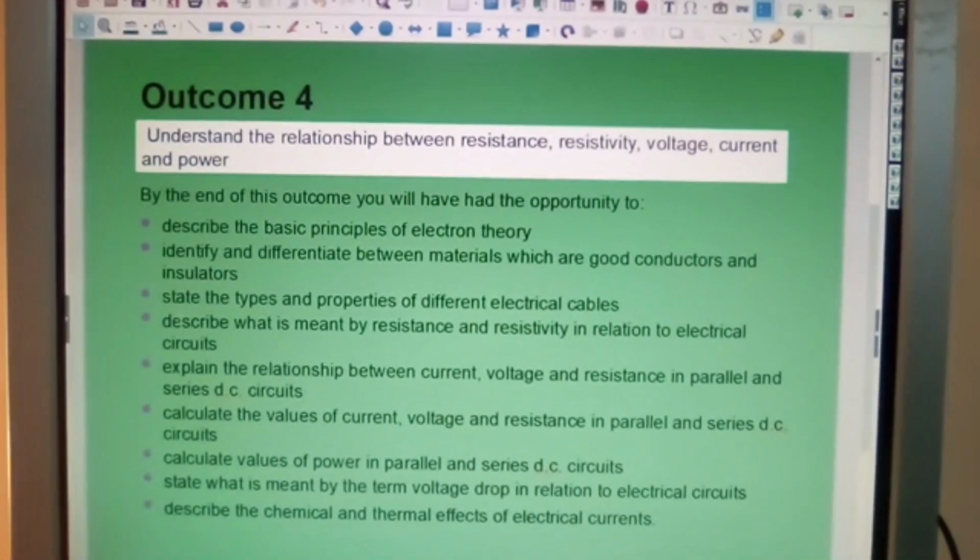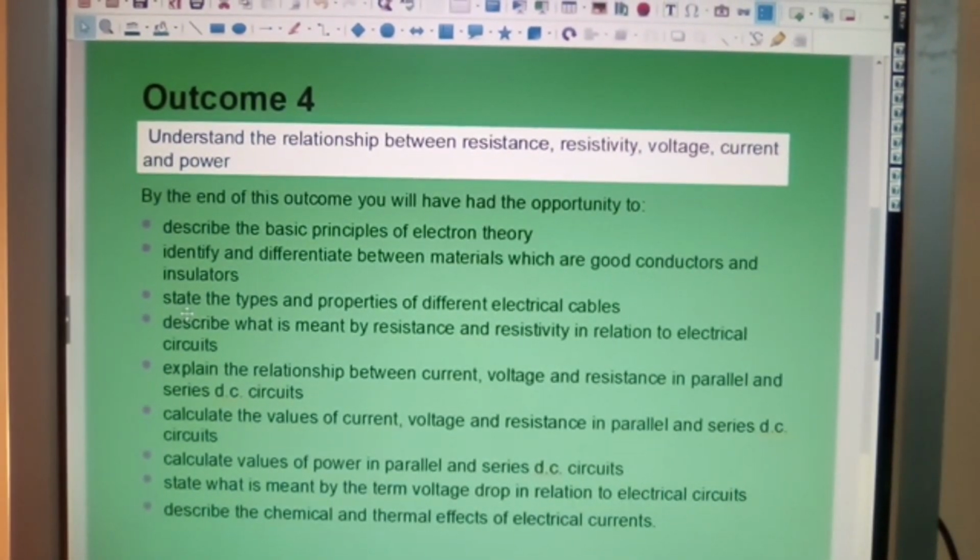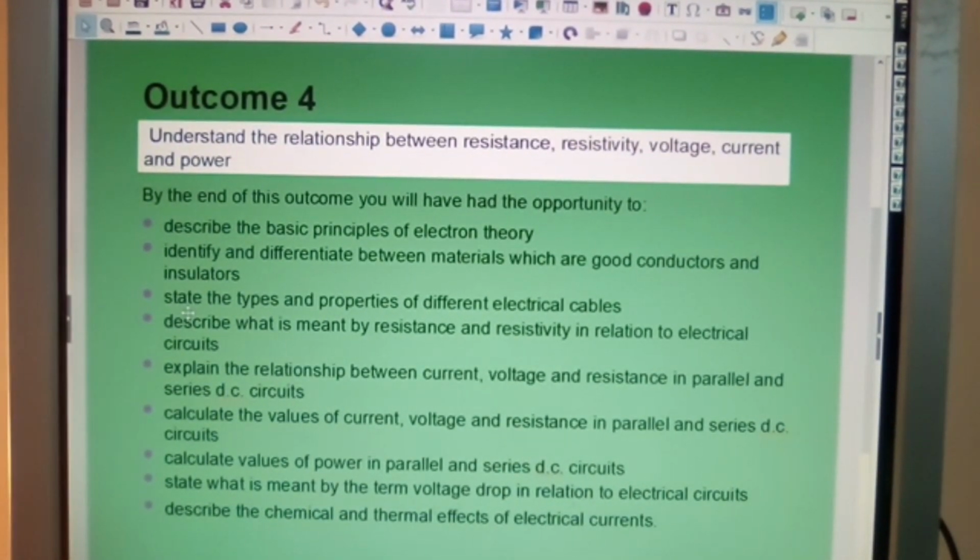Here we're looking at understanding the relationship between resistance, resistivity, voltage, current, and power.